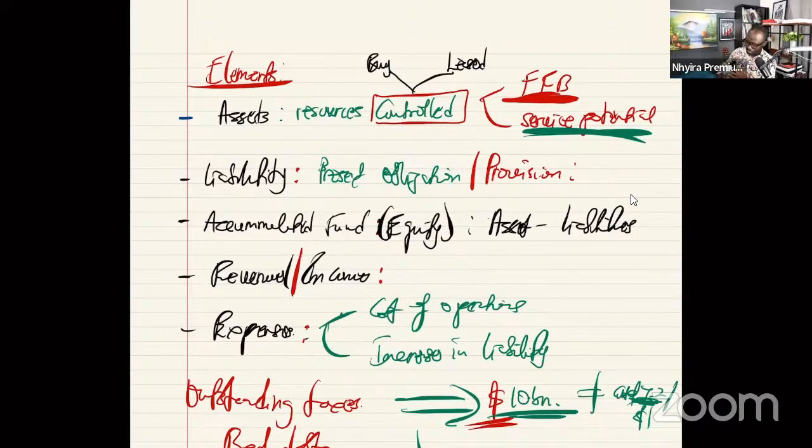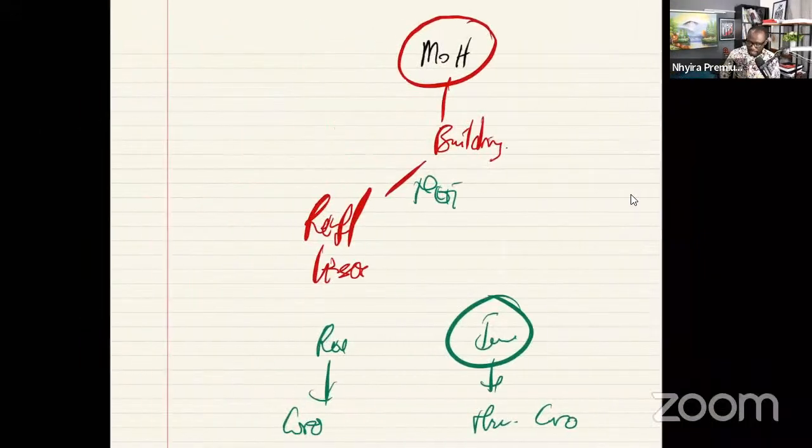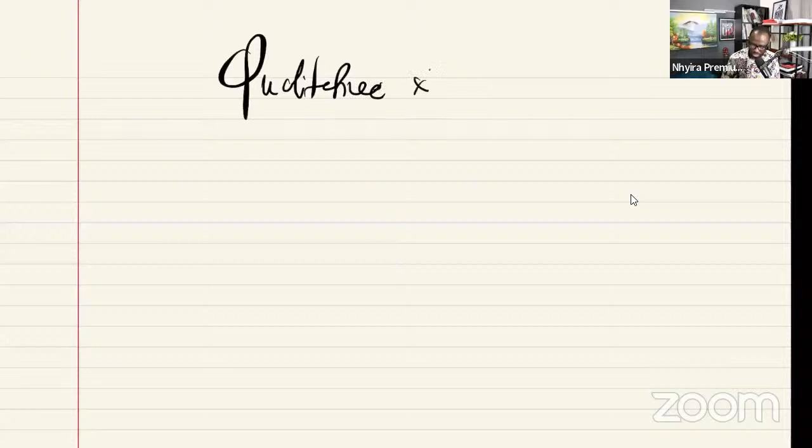Okay. Finally, for today, the general purpose framework gives guidelines that financial statements must be prepared in a certain manner. So the next thing we want to look at is the qualitative characteristics of financial statements.